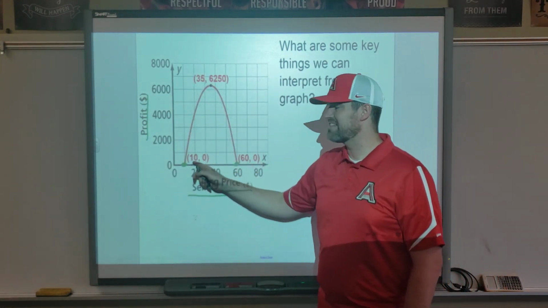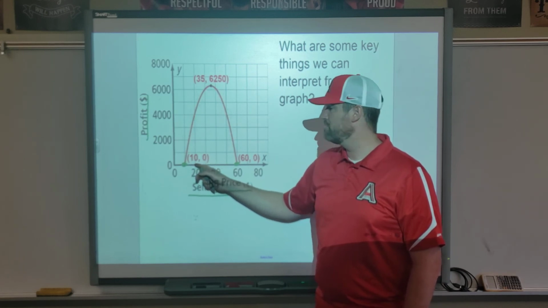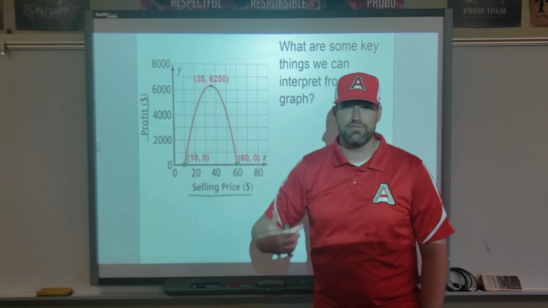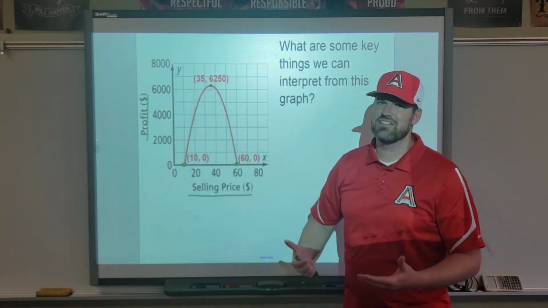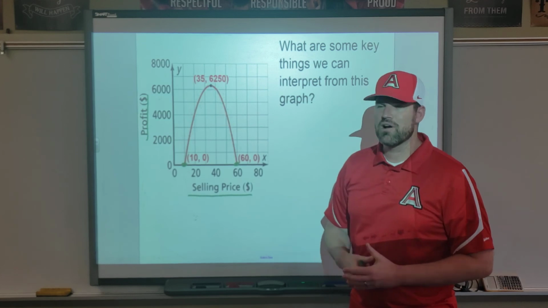So this one, we're probably going to sell a lot. We're just not going to make any money though, because we're not getting much money for it. And this one, we might sell a couple, but it's so expensive that we're not going to sell as many. So we're going to end up not making a profit.